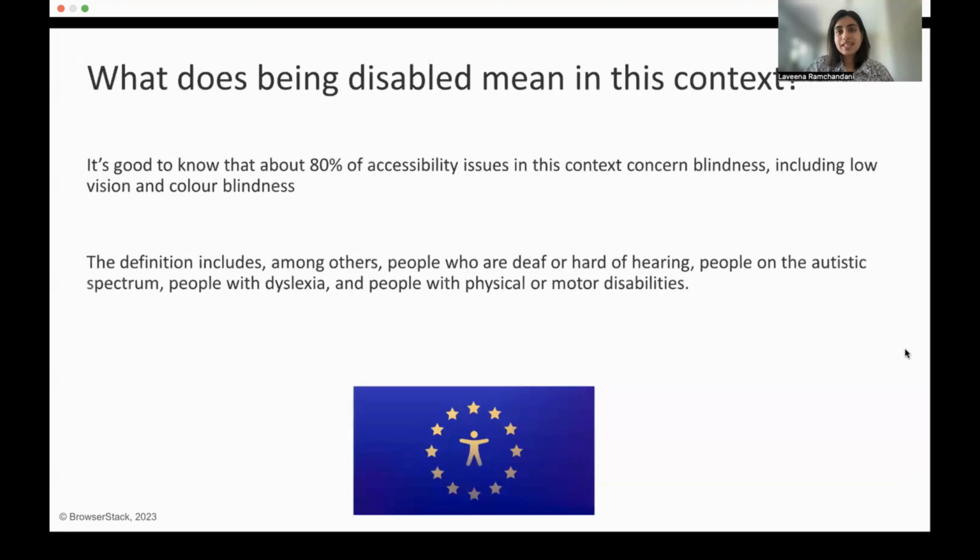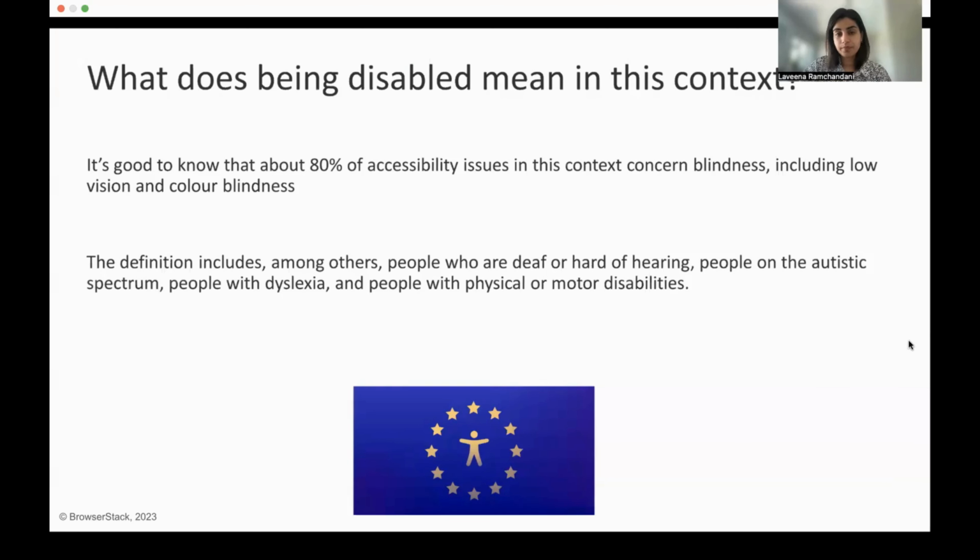So what does being disabled mean in this context for this new law? It's good to know that about 80% of accessibility issues in this context concern blindness, including low vision and color blindness. The definition includes, among others, people who are deaf or hard of hearing, people on the autistic spectrum, people with dyslexia, and people with physical or motor disabilities. So as explained before, this is elaborating a bit more with regards to the European Accessibility Act.